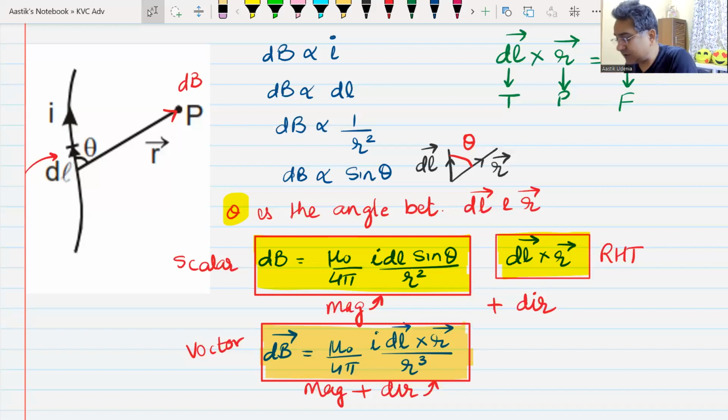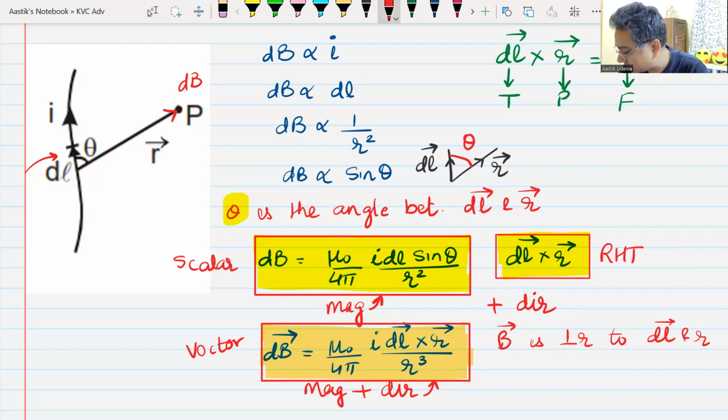And you must remember one more thing about this cross product. Cross product of two vectors is always perpendicular to the two vectors. That means this magnetic field B is perpendicular to both DL and R vector, or it is perpendicular to the plane containing DL and R vector. This is a special thing that you must remember about the cross product.